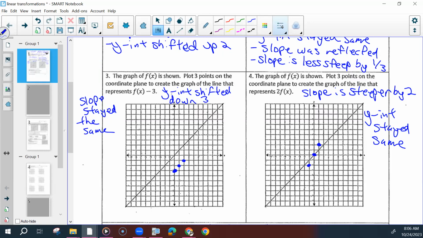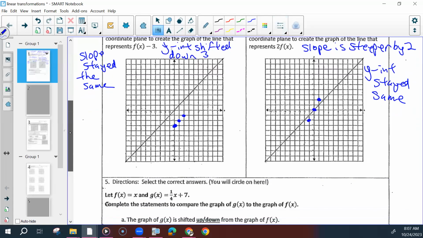So you could have done these 3 points. You could have went more positive. You could have went more negative. You could have spread them out. Let's say you didn't want to do this one, but the next one, it doesn't matter. You just need 3 points. So the next one. Do you have 3 points? Yeah, I think so. Other questions on number 4?